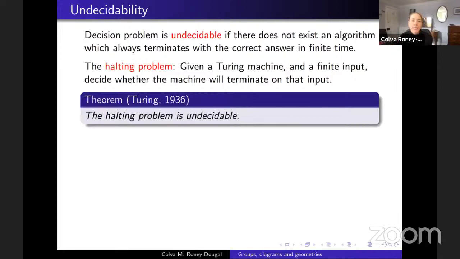Well, Turing showed in 1936 that the halting problem is undecidable, so he introduced the notion of undecidability and showed here is a concrete, actual, undecidable problem, and along the way effectively showed that there are problems that computers can't solve.